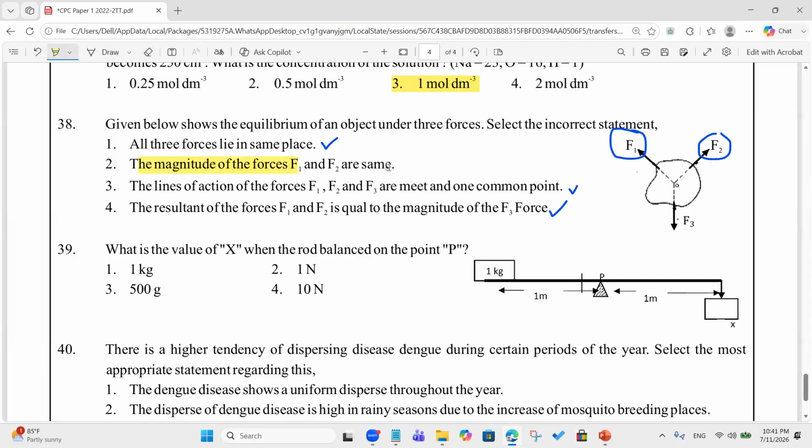The second one, right? This one is problematic. You can't say exactly whether these two are the same or not. But you can say this one is correct, because the resultant of these two forces is equal to F3. But remember, if the statement says the sum of F1 and F2 equals F3, that is wrong. The resultant means the single force that can be applied instead of these two forces, and it is equal to F3. That is correct.